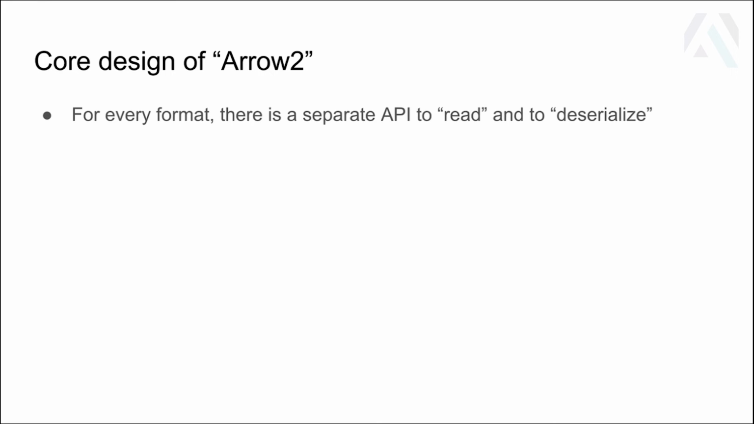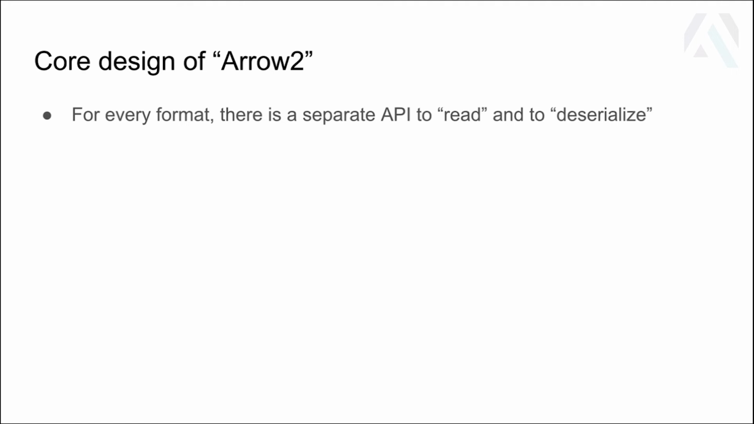The core design of Arrow 2 in the context of I/O, which is what I'm talking about now, is the idea that for every format, there is a separate API to read and to deserialize. That's the core design, and it's also what I recommend if you're designing an Arrow library: separate the APIs to read and to deserialize. Why? Because the I/O-bound tasks we may need to run in an asynchronous context, but for the CPU-bound ones, we may need to do something so as not to starve the asynchronous runtime with these large blocking blocks.